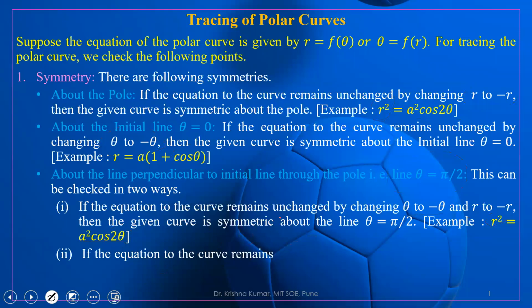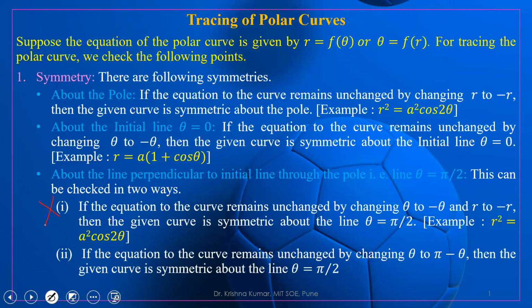Next, suppose the first condition does not hold for a curve, then we check the second. What is this? If the equation of the curve remains unchanged by changing theta to pi minus theta, then we say that the curve is symmetric about the line theta equal to pi by 2.